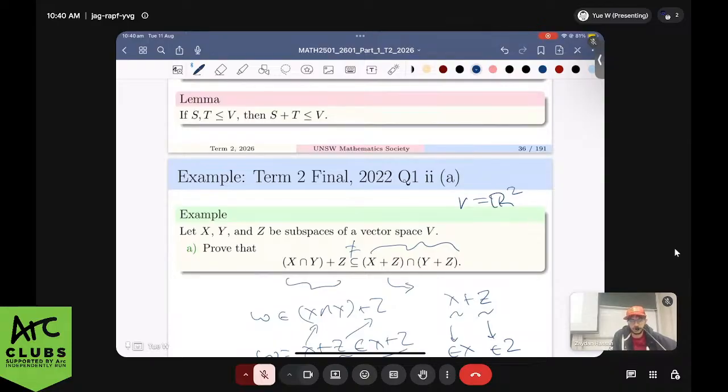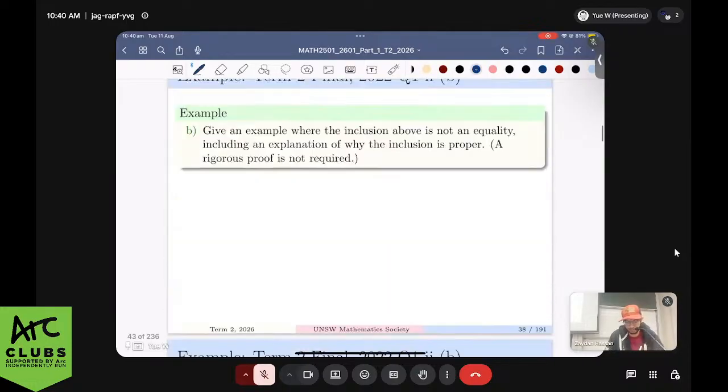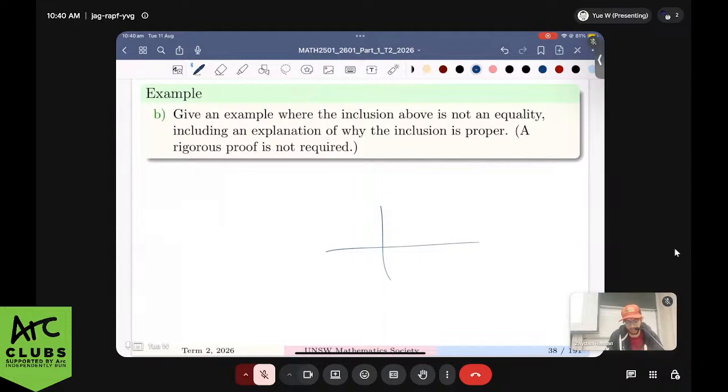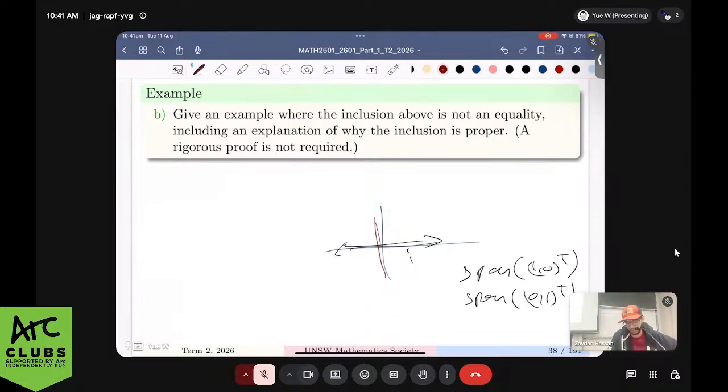So we want X, Y, Z to probably be lines through the origin. Now, what are some examples? You can say the horizontal line like this. This is the span of (1, 0), right? So you can say span of (1, 0). And then you can also say span of (0, 1). That would be the vertical line here, just the y-axis. These are two lines through the origin, right? And those would be subspaces.